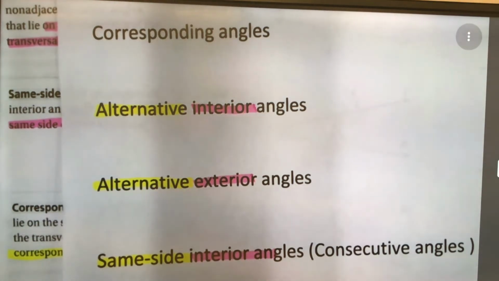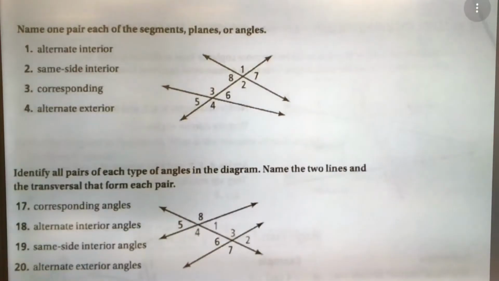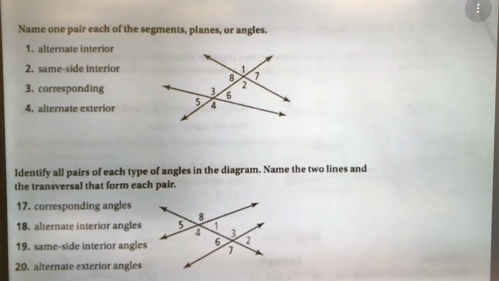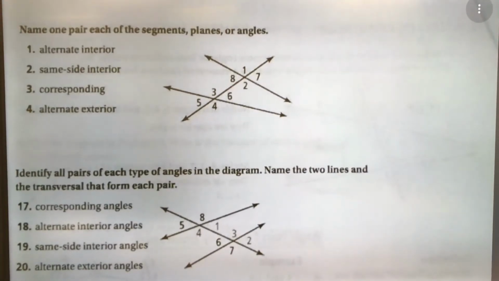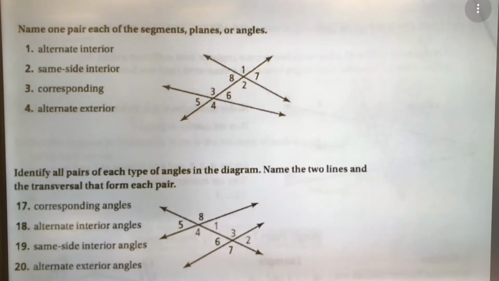So let us do one question here. Now you have learned 4 different types of angle pairs formed by a transversal line. So here is the question. You need to identify all 4 types of angle pairs from this question. So the first one is alternate interior.